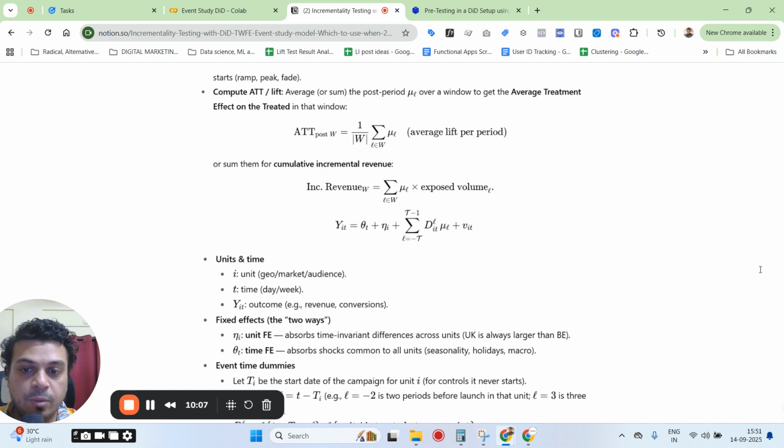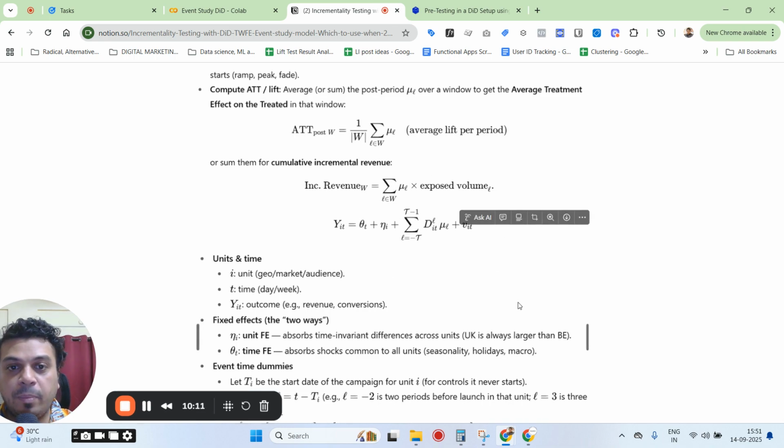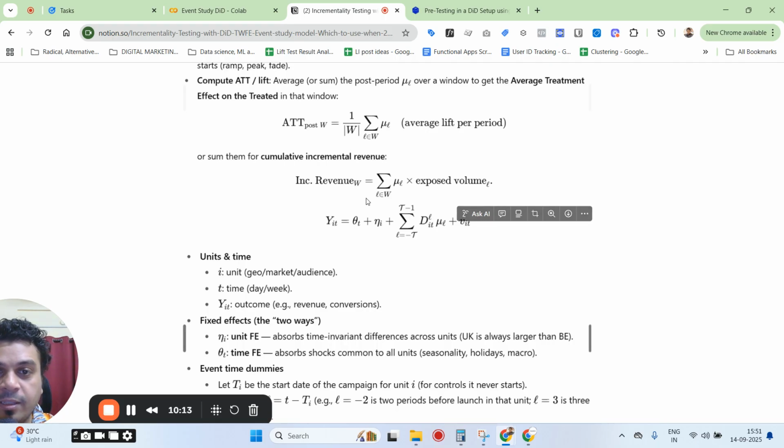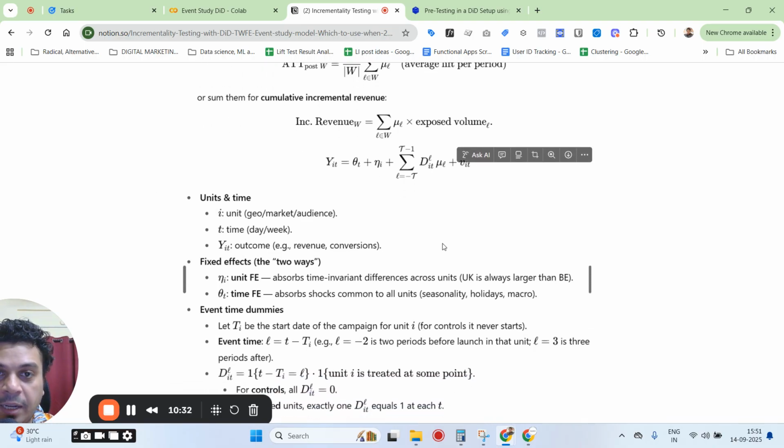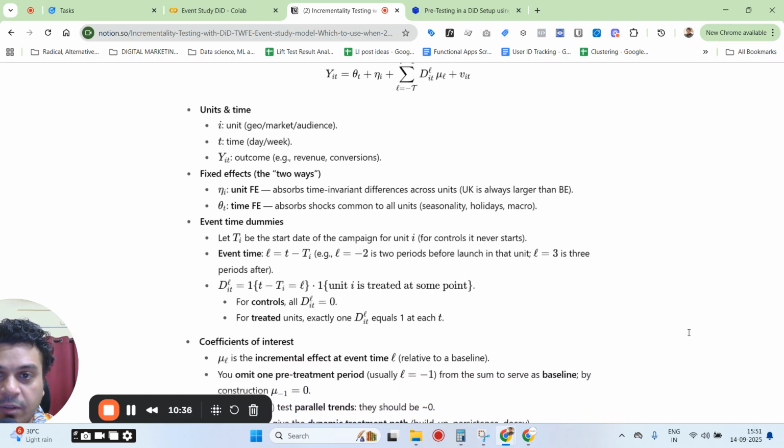So the next part is this summation. This complex looking thing is nothing but a summation of different time lags, or as they're called, event times. I'm coming to that in a moment. And this DL gives you essentially whether or not it's going to get treatment, and mu L is going to give you the treatment effect. And then you obviously have V of IT, which is going to stand for your errors.